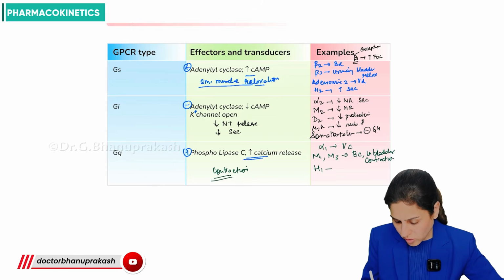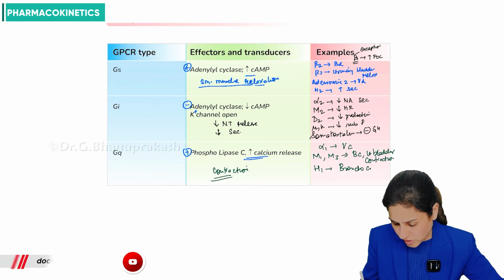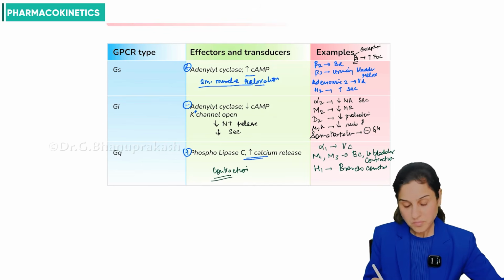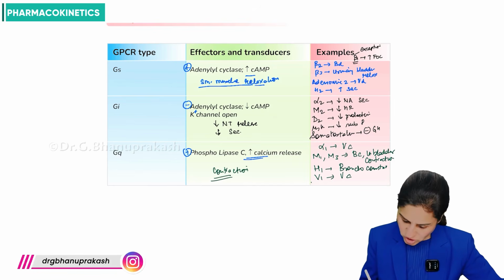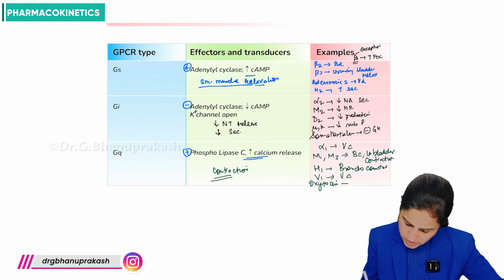H1 causes bronchoconstriction. V1, it causes vasoconstriction. Oxytocin causes uterine contractions.